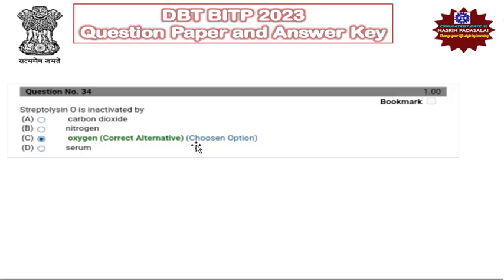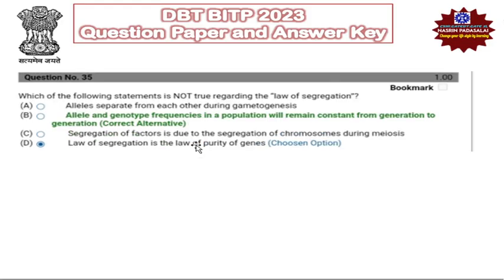Next is streptolysin O is inactivated by. So streptolysin is a toxin which is produced by Streptococcus bacteria, and they will be producing two exotoxins. Sorry, it is an exotoxin. So streptolysin O and streptolysin S. So streptolysin O is inactivated by oxygen, whereas if you take streptolysin S, it is not inactivated by oxygen. Okay, so streptolysin O alone is inactivated by oxygen. The correct answer is oxygen.